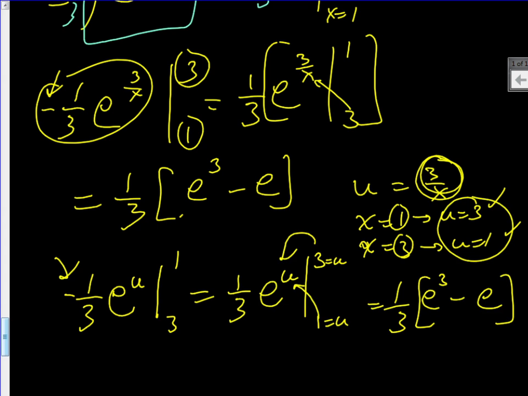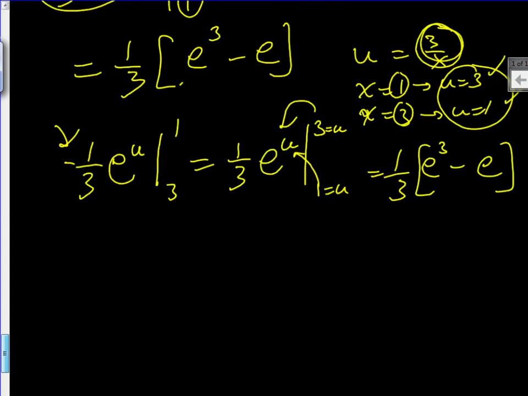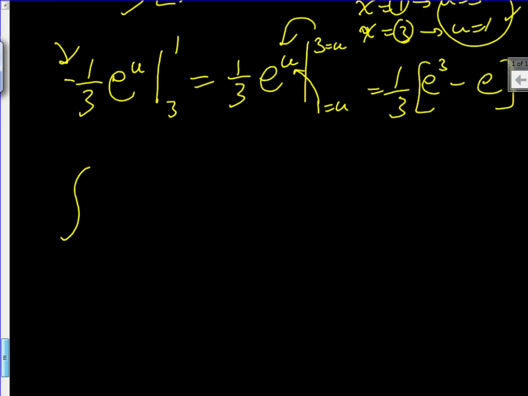Okay. How about this question? Suppose you have the integral of 3 to the 4 minus 5 squared times dx, but x goes from negative 2 to 0.